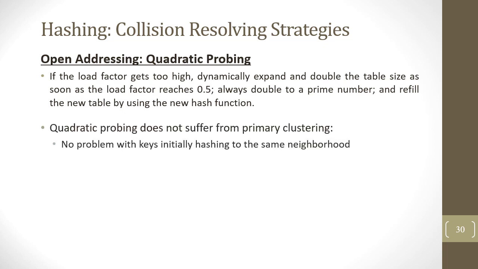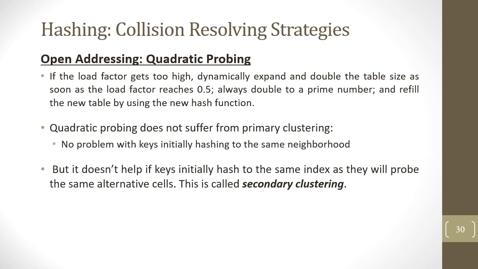Quadratic probing does not suffer from primary clustering, since there is no problem with keys initially hashing to the same neighborhood. But it doesn't help if the keys initially hash to the same index, as they will probe the same alternative cells. This is called secondary clustering.